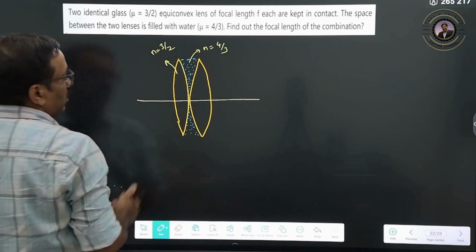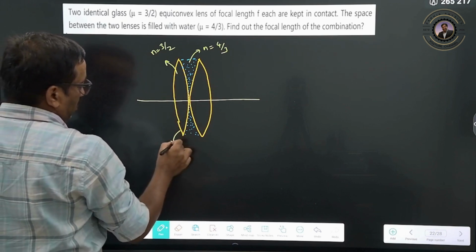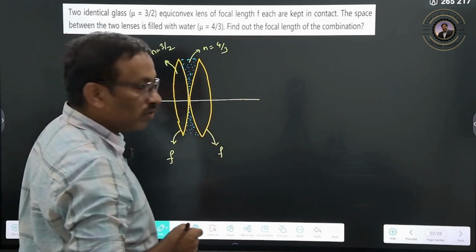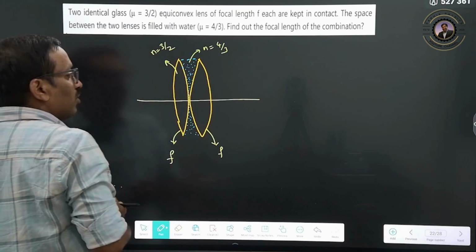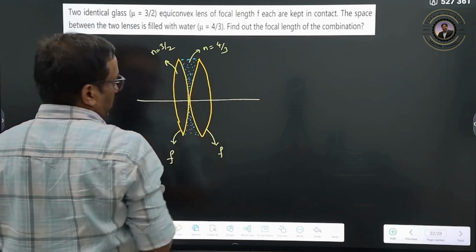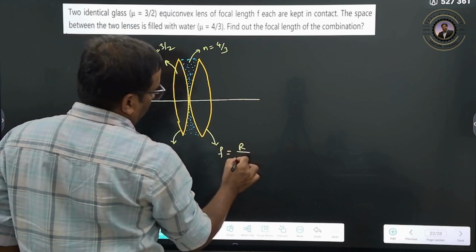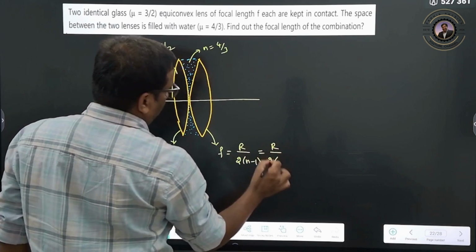Power of this one, focal length of this one, f is given. This is f and this focal length is also f. This focal length I don't know; the water lens you have to find. So for the water lens focal length, if you want to calculate, you should calculate the radius of curvature of this. So what is the radius of curvature? Focal length will be equal to R by 2 of (n minus 1), R by 2 of n value is how much now?